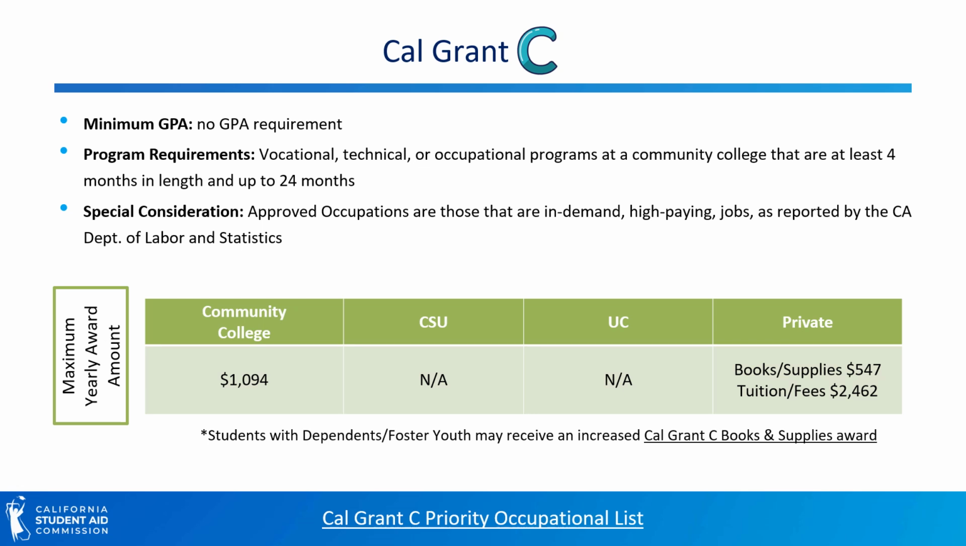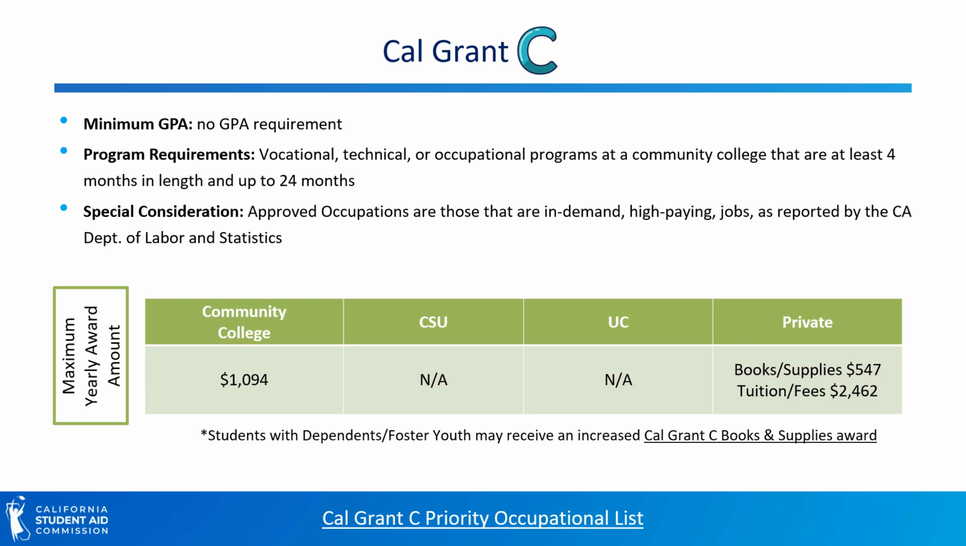Some of your students may not be interested in spending 4 years in college, others may want or need to work right away. Let them know that they can qualify for free money under Cal Grant C while they are in a trade school or at a community college enrolled in a certificate program. These programs often have shorter degree pathways and potentially lower tuition costs. Approved occupations are those that are in-demand, high-paying jobs, as reported by the California Department of Labor and Statistics.